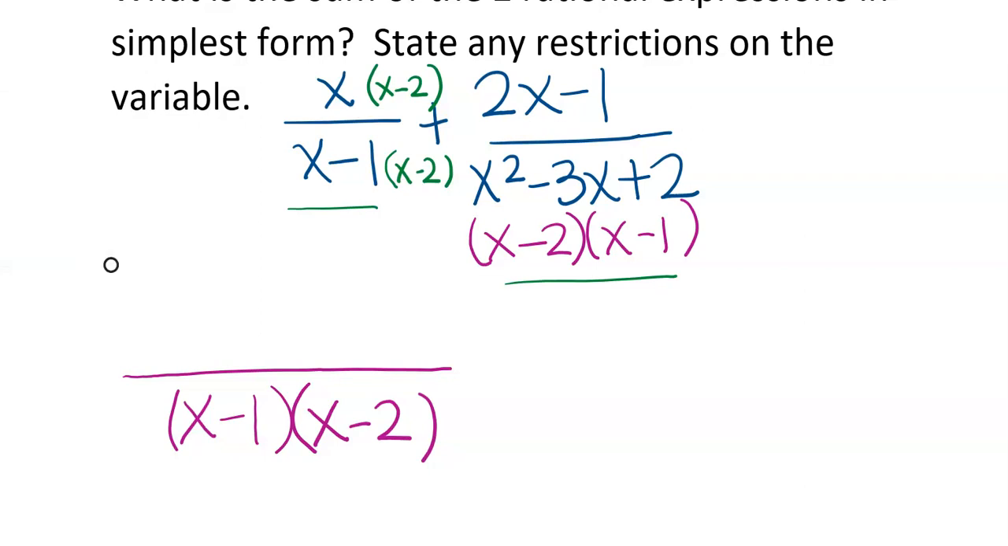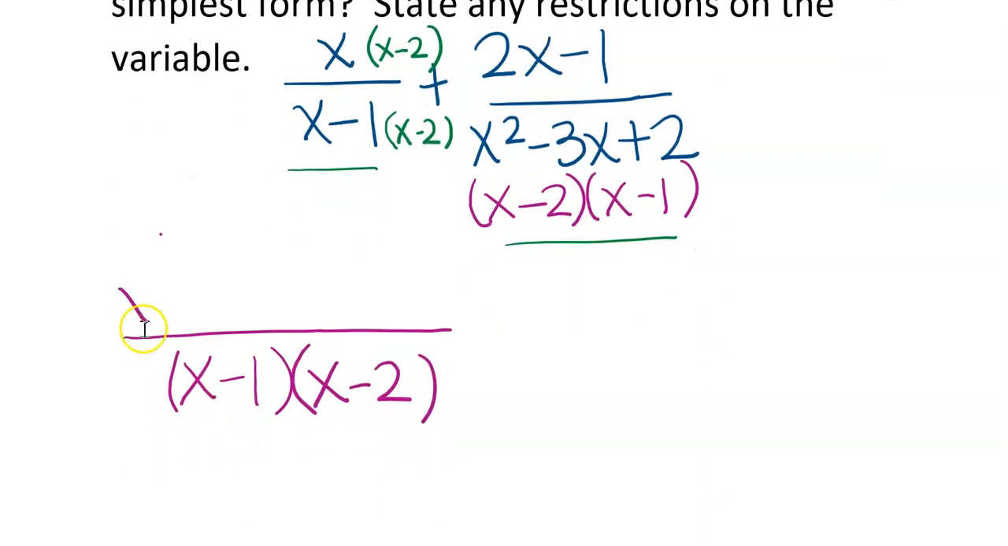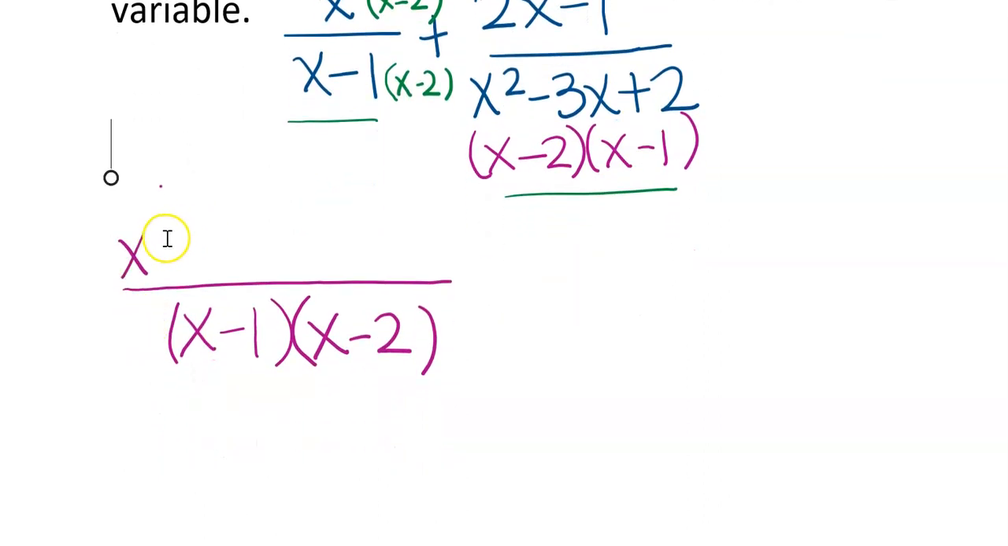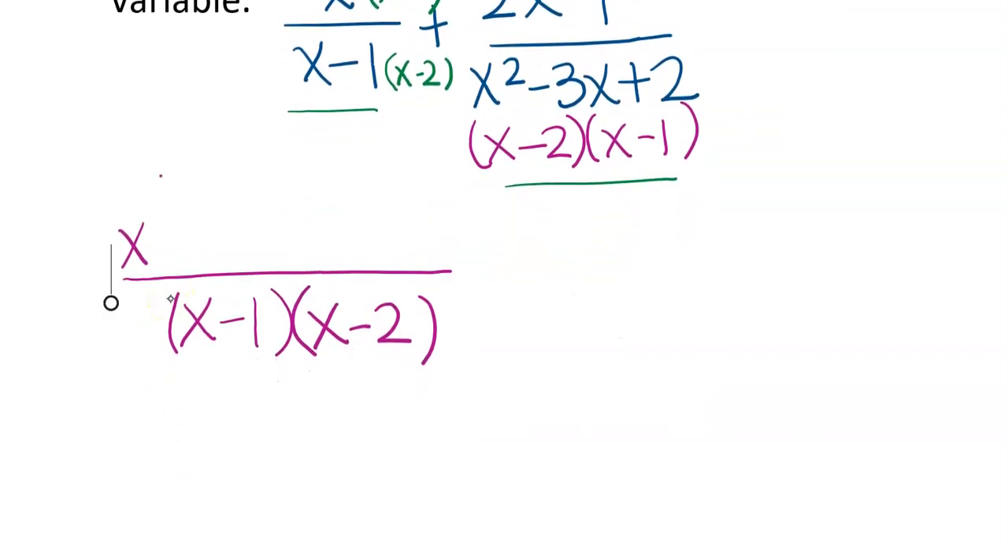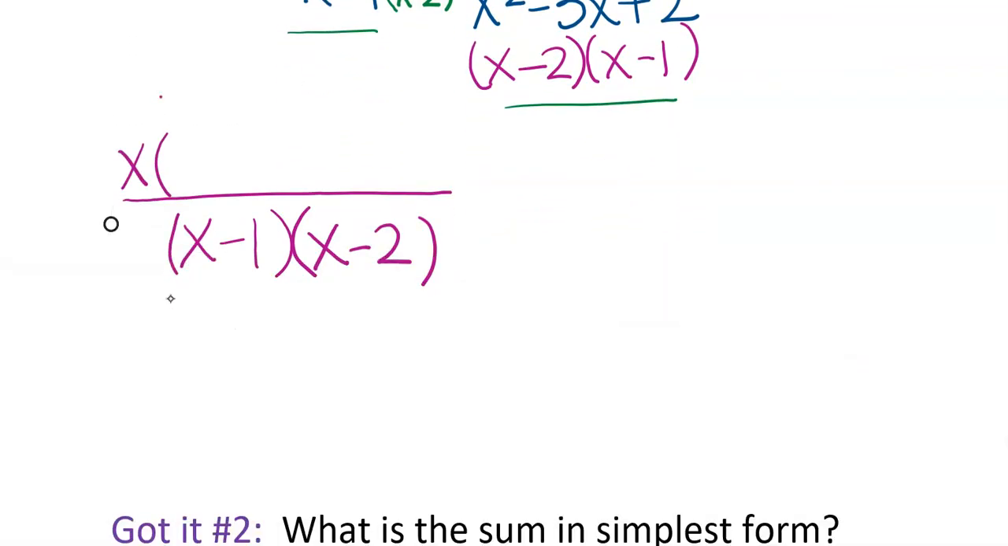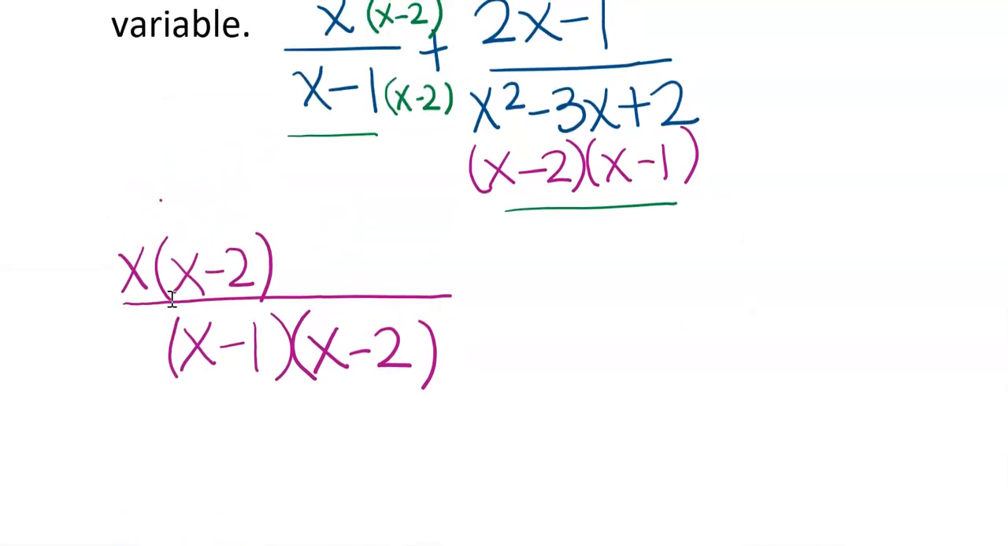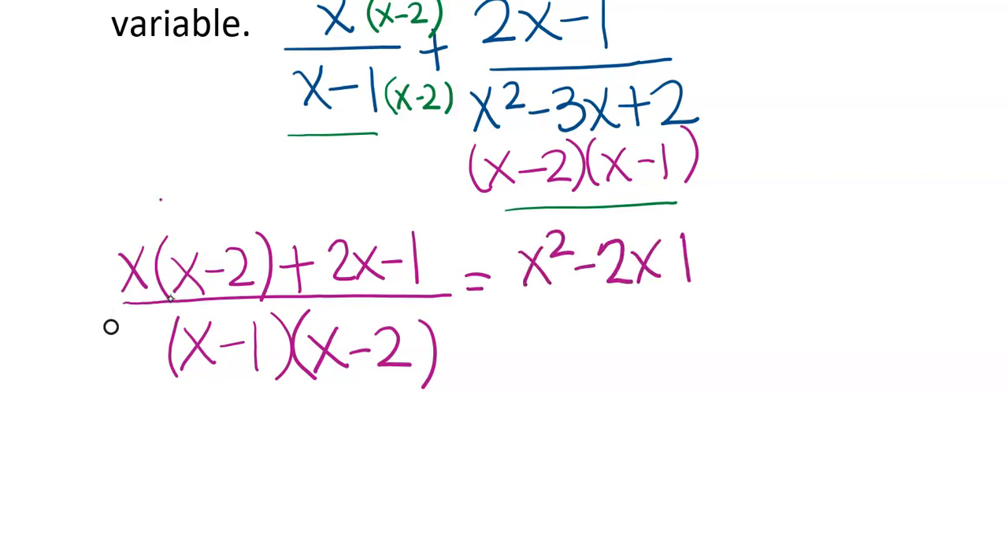So now we simplify. X times x. Sorry about that. My screen keeps moving here. And then we see a plus in the middle and a 2x minus 1. So now we multiply out the numerator. We get x squared minus 2x plus 2x minus 1. Denominator stays the same.